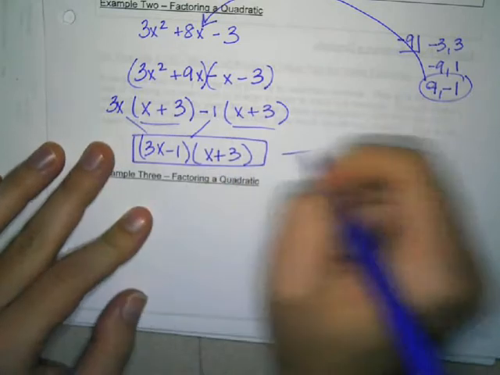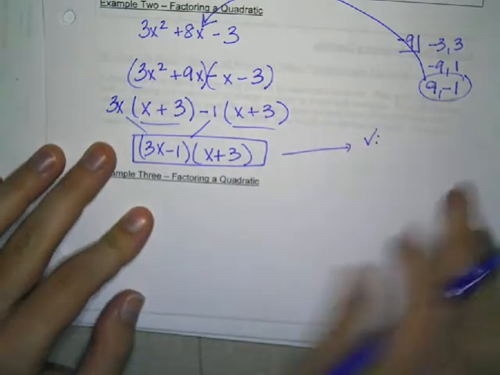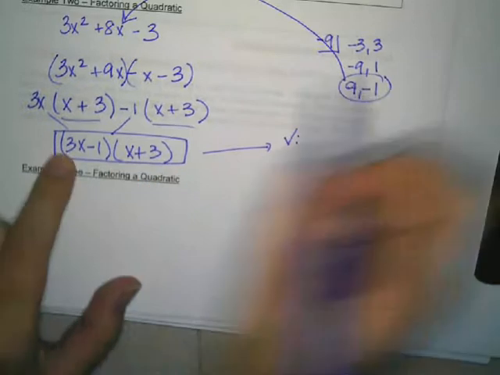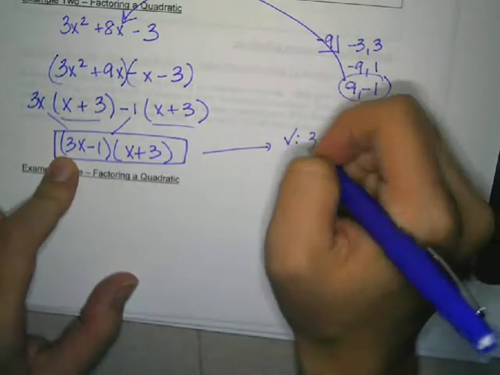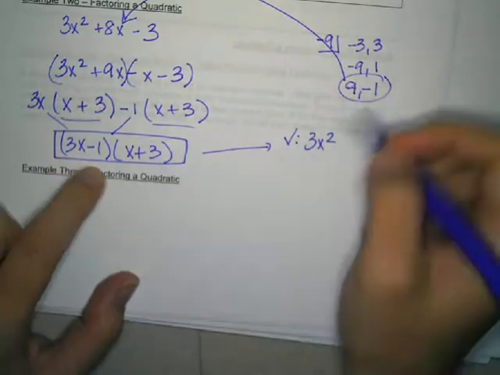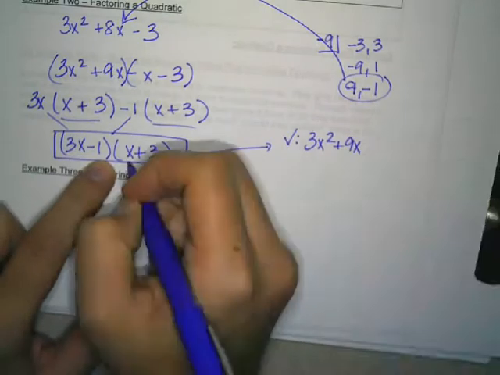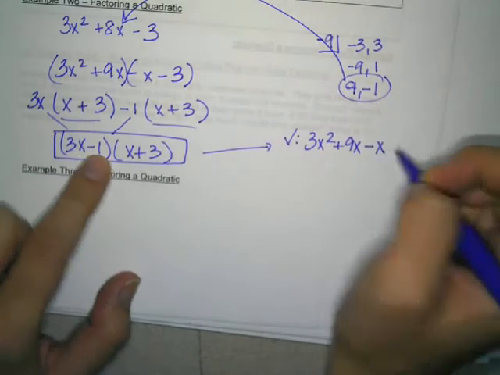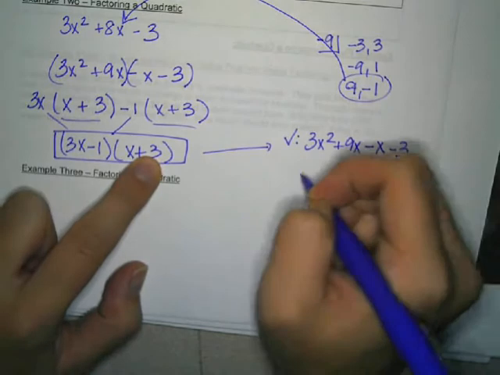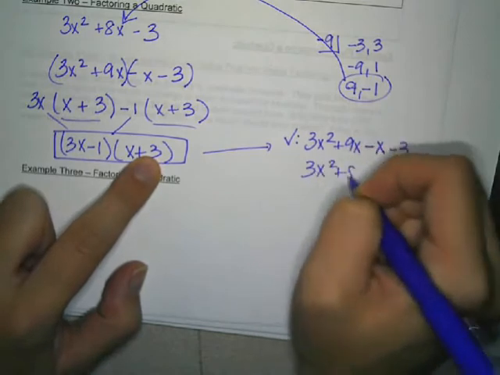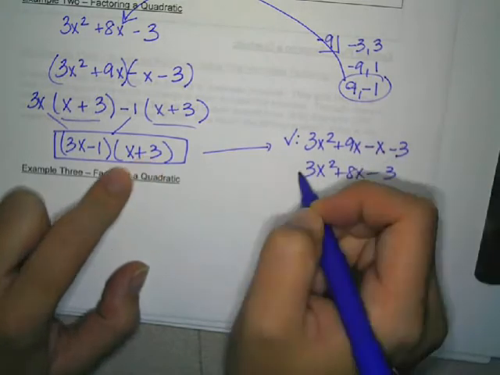Now check and see if you did it right. We'd FOIL together. So 3x times x gives me 3x squared. Outer gives me 9x. Inner gives me -x. And last gives me -3. So I do indeed get what I started with. Those should match.